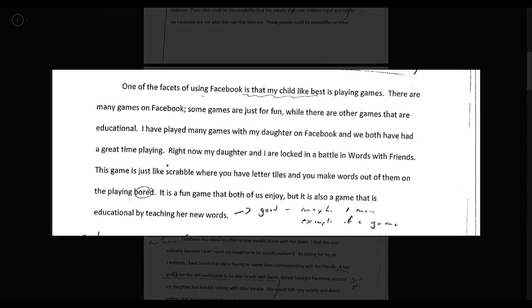So here he has his first reason, and he has a nice topic sentence. One of the facets of using Facebook that my child likes best is playing games. So here's a pretty good topic sentence. It tells us a little bit about what the paragraph's going to be about. Basically, the benefit of Facebook is that his daughter can play games on there. There are many games on Facebook.